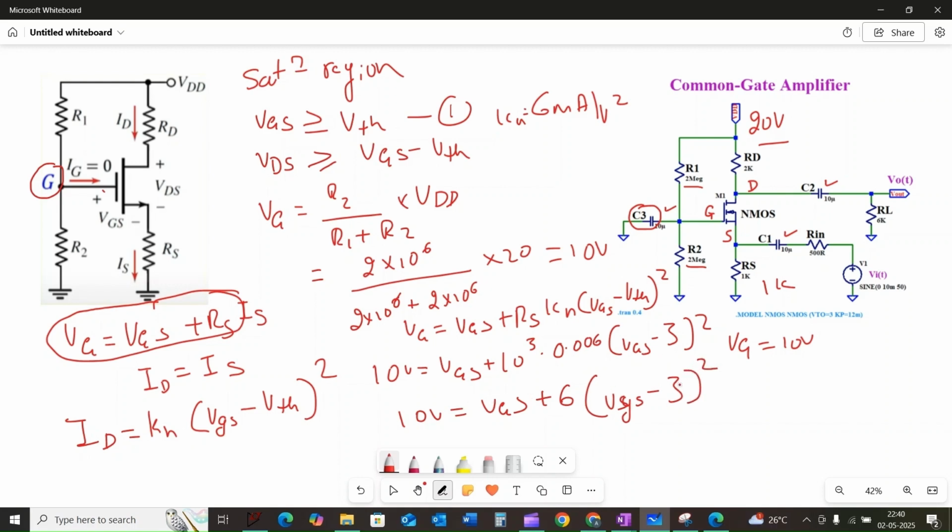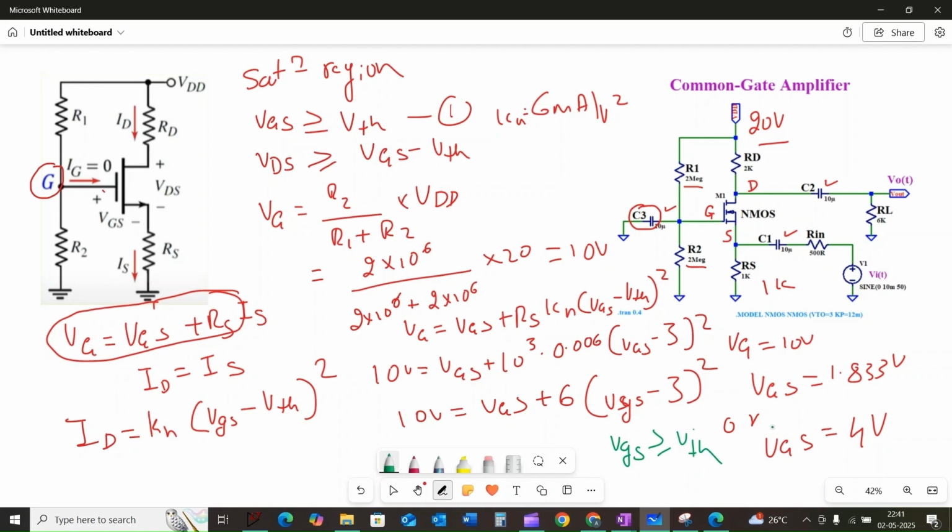If we solve this quadratic equation using a quadratic equation calculator, we will get two values: VGS is equal to 1.833 volt or VGS is equal to 4 volt. However, only one value satisfies our saturation region condition, that is VGS is greater than or equal to VTH.